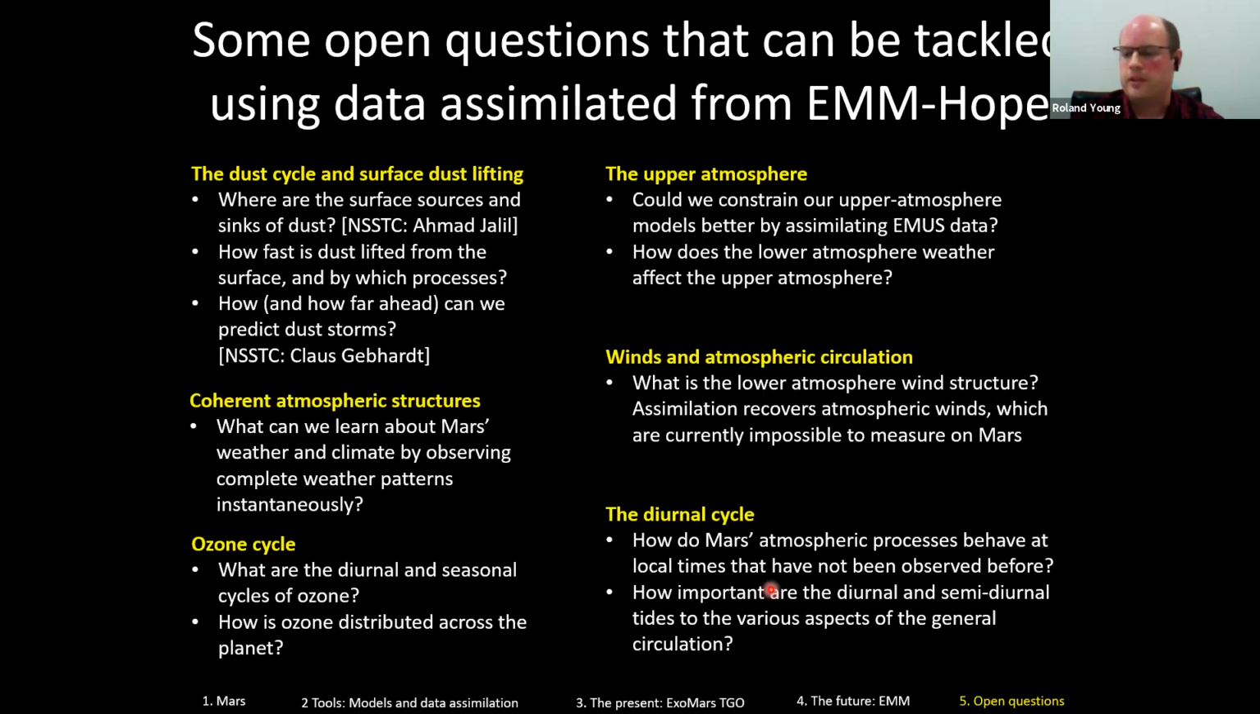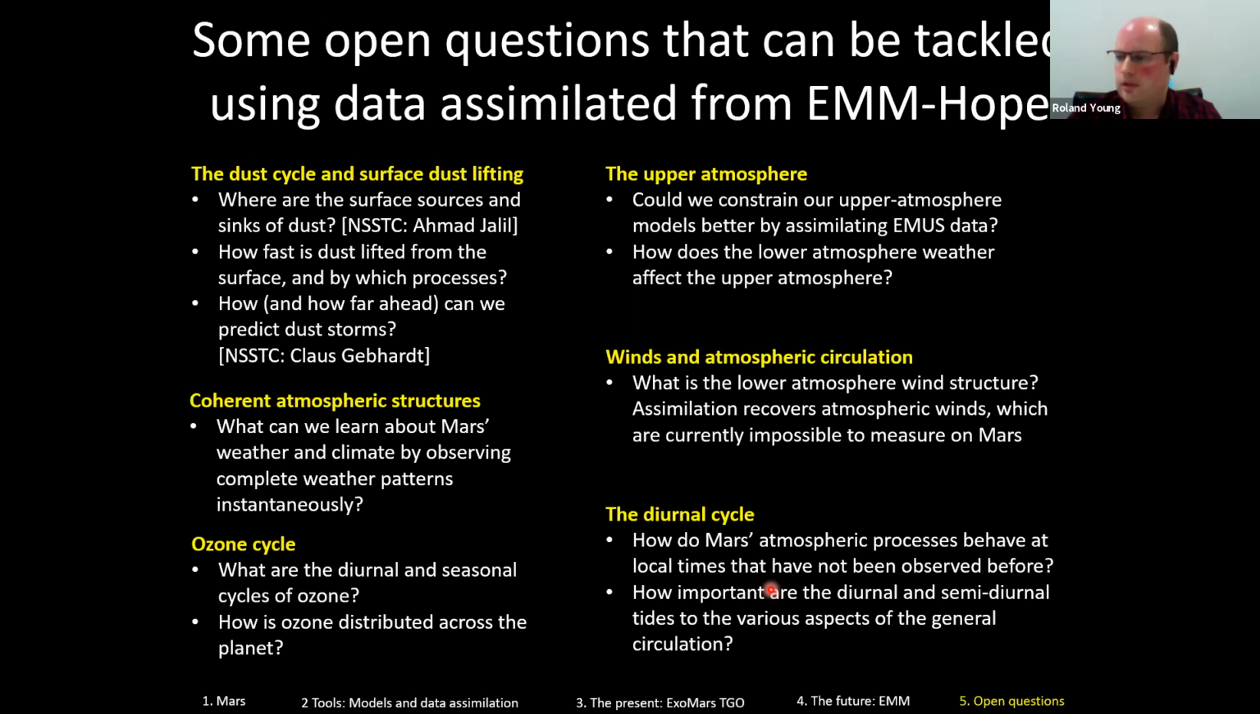on trying to understand the dust sources and sinks of dust and dust lifting from the surface using some older data assimilation data sets. So we can try and understand what we can learn about Mars weather and climate by observing complete weather patterns. We want to understand the ozone cycle, how ozone changes over days and seasons. We may be able to assimilate data from the upper atmosphere. This has definitely never been done before. As far as I know, this has never been done before by any Mars data assimilation effort.